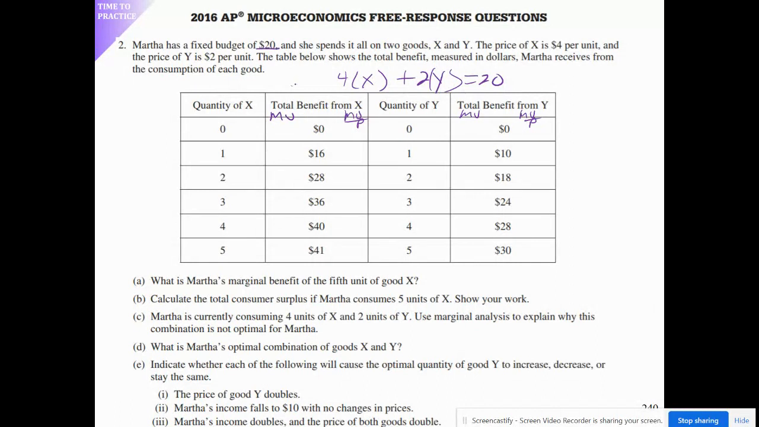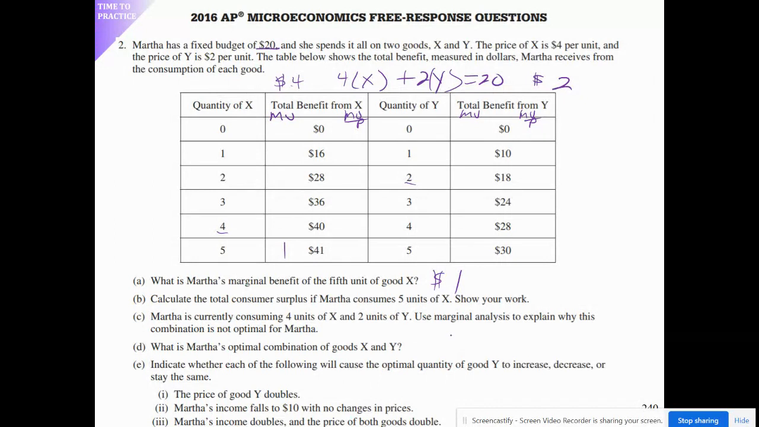Okay. And we, once again, we know X is, what do we say? X was $4 and Y was $2, right? Okay. So it says, what is Martha's marginal benefit of the fifth unit of X? Well, the fifth unit of X, her marginal utility here is just 1, right? It's just $1. Her marginal utility for the fifth is $1. So here we can calculate the marginal utility from 40 to 41. It's just 1, right? It says then Martha is currently consuming 4 units of X and 2 units of Y. She's currently here and here, right?